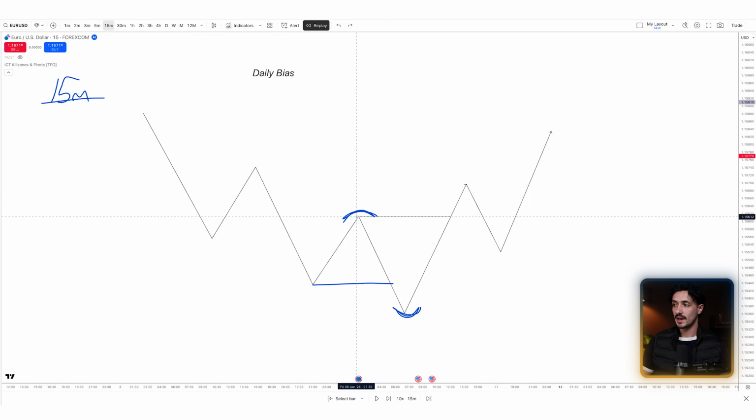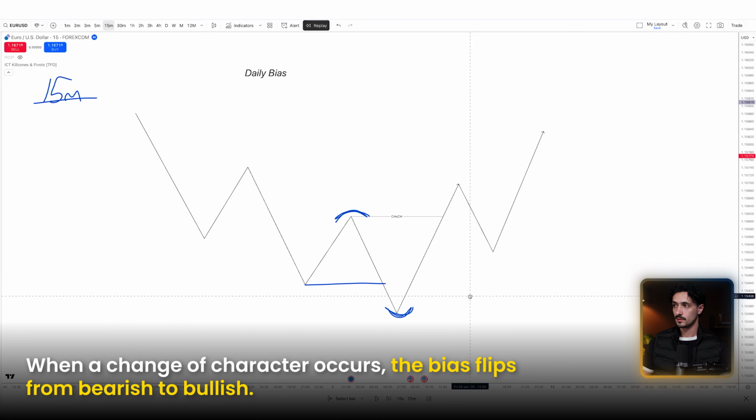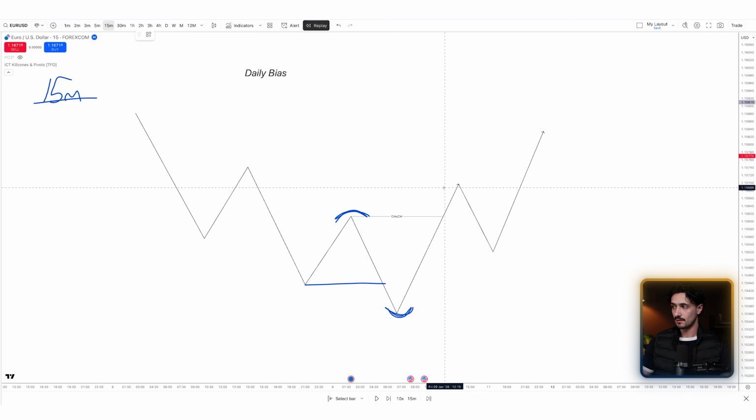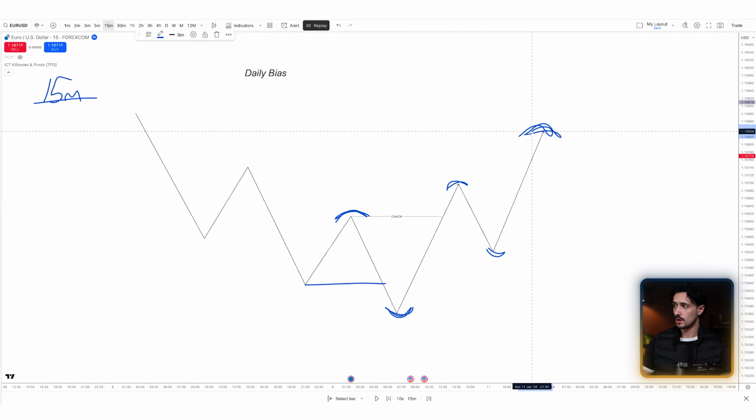A structure shift or a change of character happens when a high or low, but in this example, a high that was in control gets taken out. And that becomes a change of character. When we have a change of character, the bias shifts from being bearish to being bullish. And now we have a higher high, a higher low, and a higher high. And so if you were coming into the market on this day, and this was the price action that you've seen, you would be looking for one thing and one thing only. You would be looking for a retracement and a continuation.